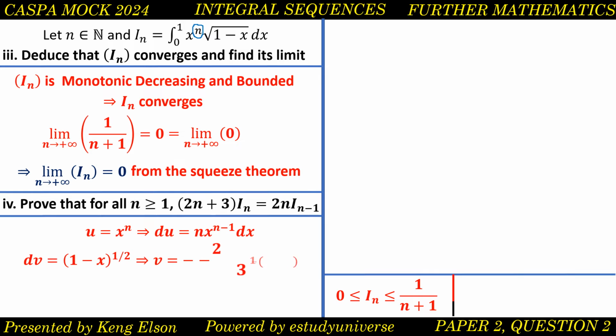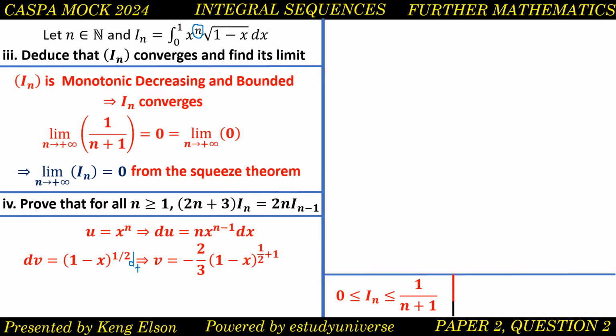Now my dv is going to be the remaining part of the integral, which clearly will be the square root of 1 minus x dx. Remember that there is a dx attached to this. I wrote it as 1 minus x to the power half, so I can easily show you how it can be integrated. So how do we integrate this?